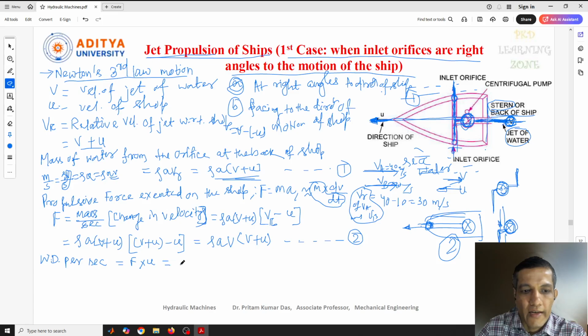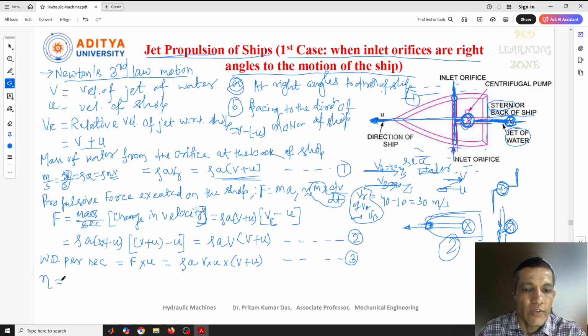Distance per time we can write as velocity. So we can write again: this is rho a v into small u, again multiplied by v plus u. So this is about the work done. Similarly, once you find the work done, we can find the efficiency. The efficiency of the propulsion we have already discussed in our previous lecture, output by input.